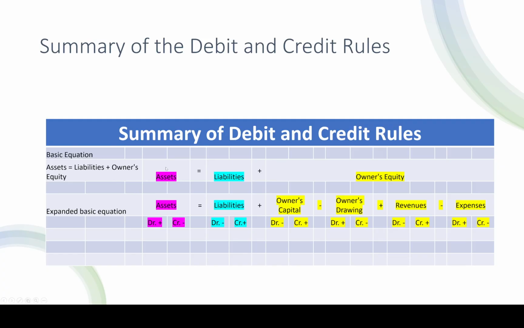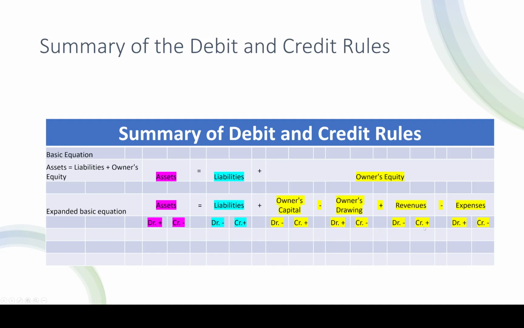So I start with assets. What does debit mean for assets and what does credit mean for assets? Debit increases, credit decreases. How about liabilities? Debit decreases, credit increases. Next account, owner's capital. Debit decreases, credit increases. And then owner's drawing, debit increases, credit decreases. Revenues, debit decreases and credit increases.